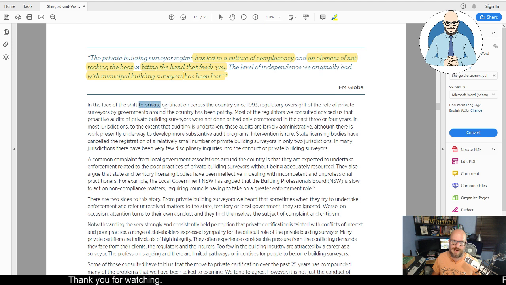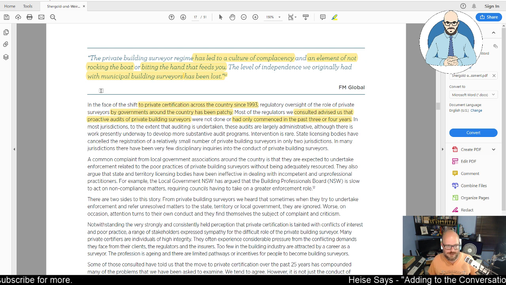In the face of the shift to private certification across the country since 1993, regulatory oversight of the role of private surveyors by governments around the country has been patchy. Most of the regulators we consulted advised us that proactive audits of building surveyors were not done or only commenced in the past 3 or 4 years. Since 1993. That is insane. In most jurisdictions, to the extent that auditing is undertaken, these audits are largely administrative, although there is work presently underway to develop more substantive audit programs. So they're not auditing these people whose job it is to audit the construction industry and approve these buildings. Wow.